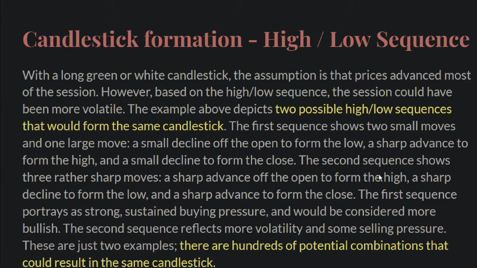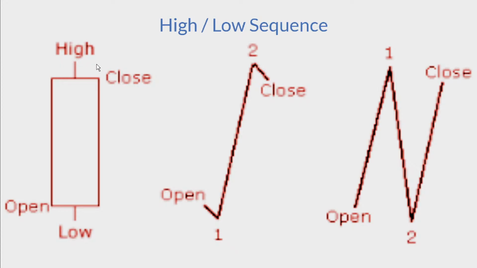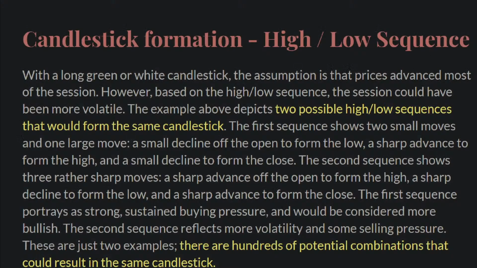The first sequence shows a small decline off the open to form the low, and then a sharp advance to form the high, and a small decline to form the close. So that's the sharp advance, and then we had our small decline that basically made it so that it closed with that wick. Because if it didn't dip down a little bit at the high, there would be no wick there. It would have just been a solid green candle at the high. So I hope everyone's following along with that.